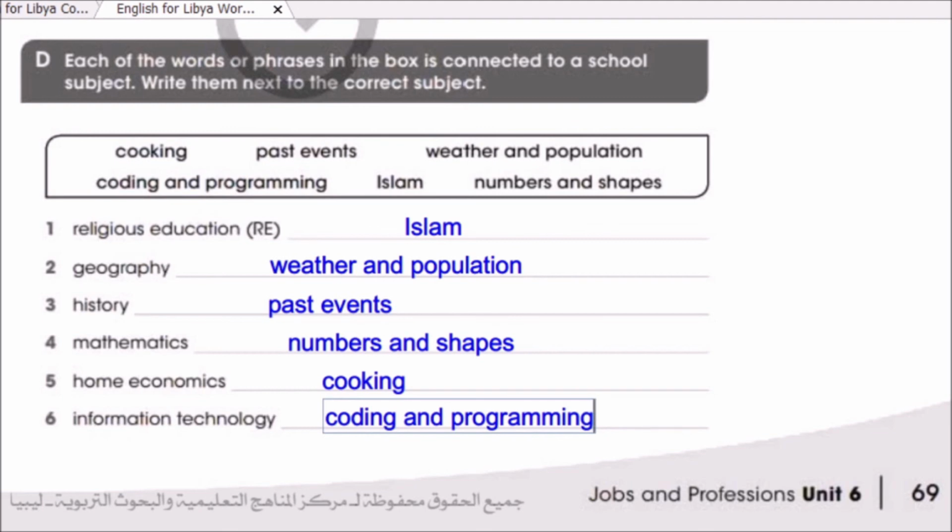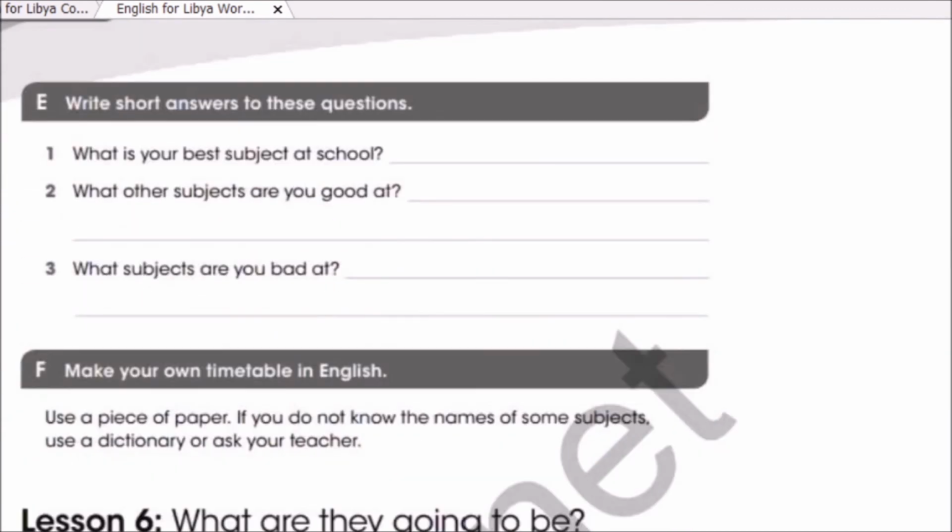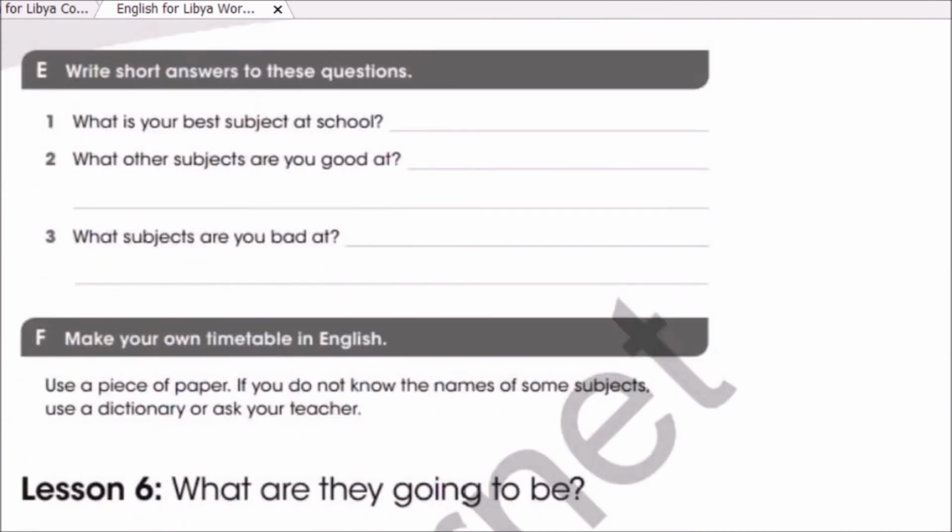Now, let's move on to the next question. Question E. Question E is about you. You can answer this question using your own words or own ideas. I'll give you an answer that might be good for you. What is your best subject at school, for example? Some of you will say the best subject.